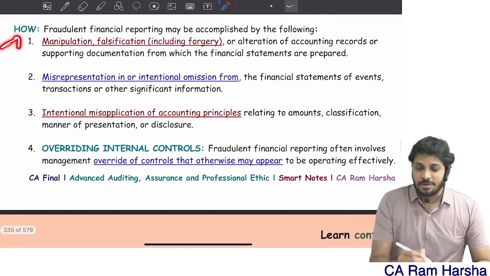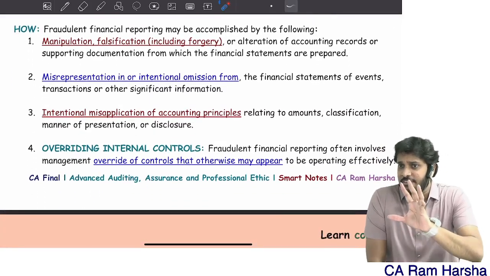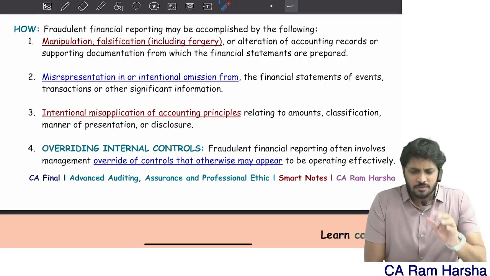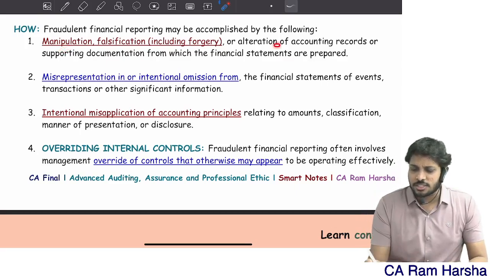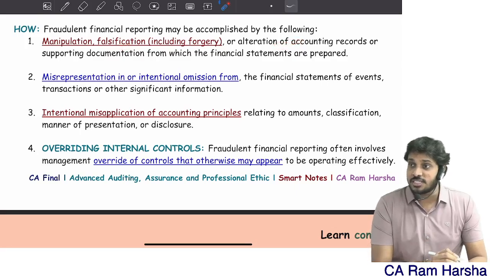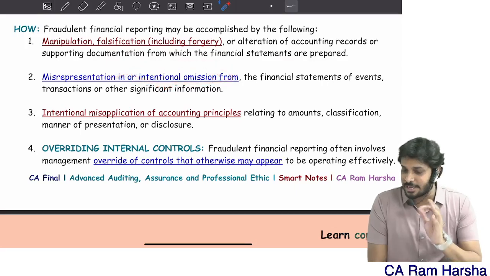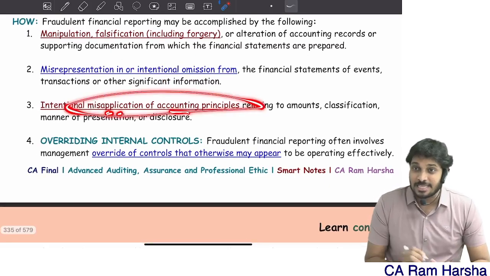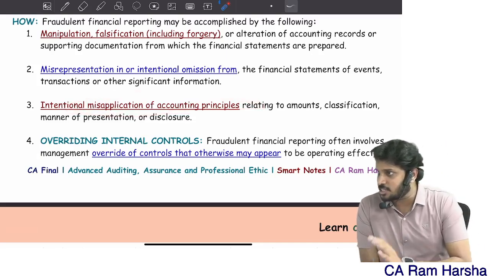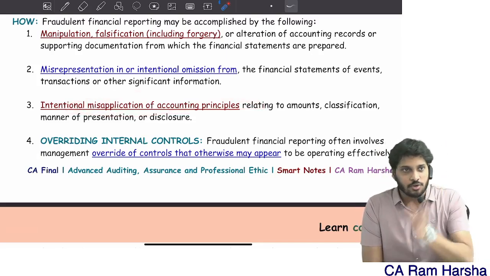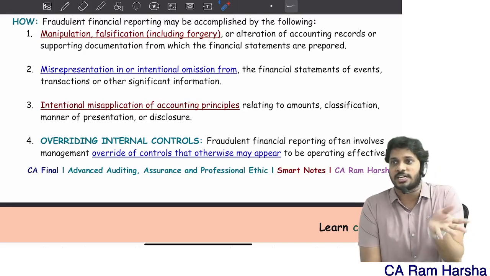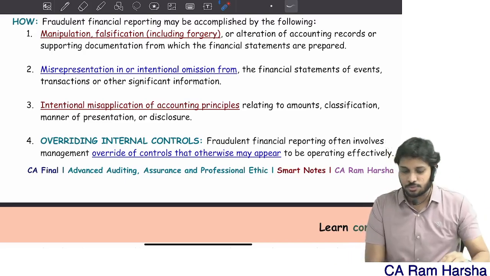How is this fraud conducted, how is FFR conducted, how do they manipulate? Very simple. They manipulate the records, they alter the records, they put in false records, they record false transactions, they intentionally omit some expenses, they intentionally misapply the principles. Capital expenditure, they charge it to revenue expenditure, or instead they capitalize. So many ways they do.